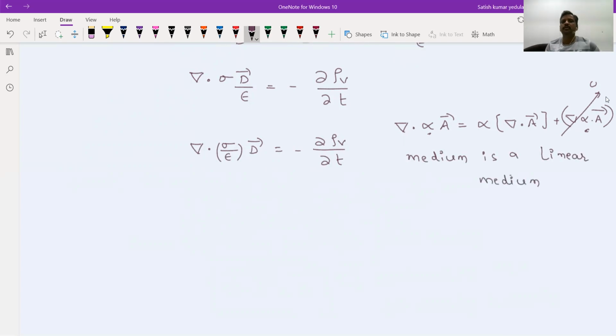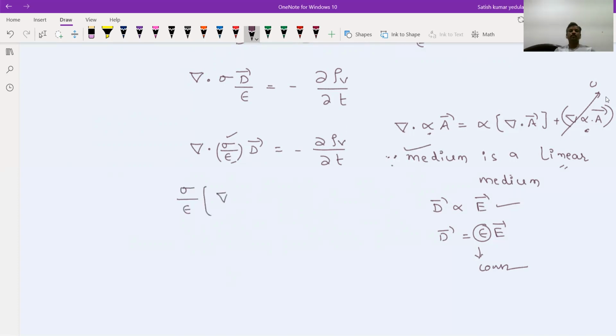It should actually be a linear isotropic homogeneous medium, but for getting our expression we should consider it is a linear medium. Linear medium means D is directly proportional to E, so D is equal to εE, where ε is just a constant. σ is already a constant, and ε is also a constant for a linear medium. Then σ by ε you can simply bring out, that is del dot D is equal to minus ∂ρv/∂t.